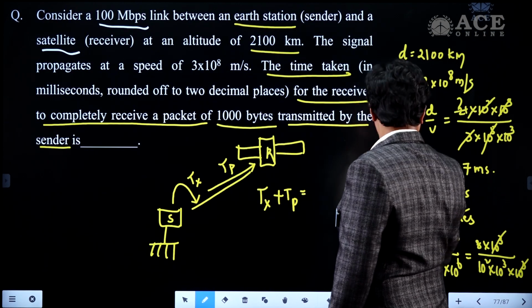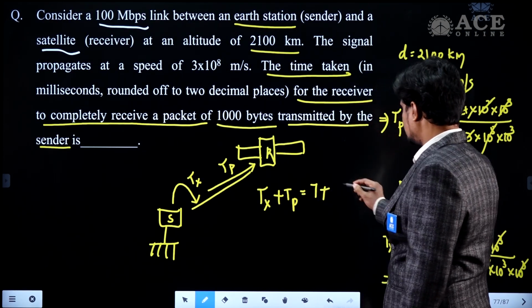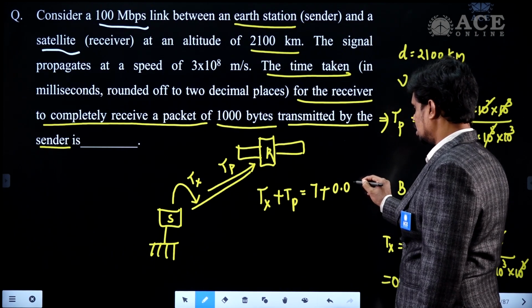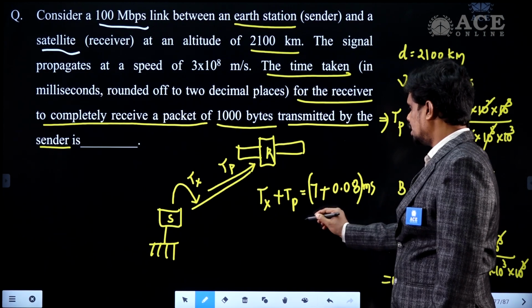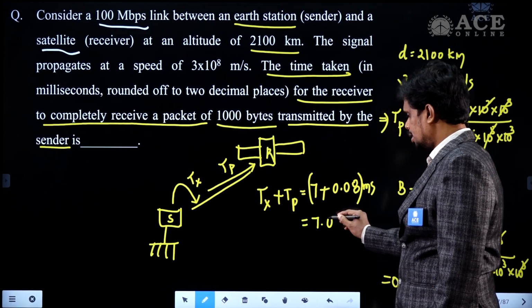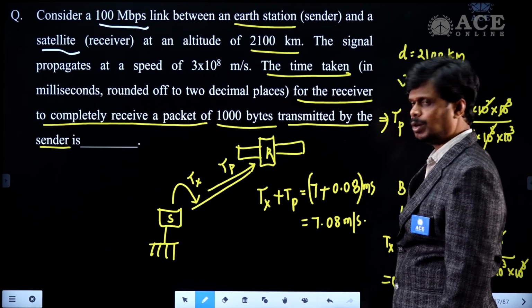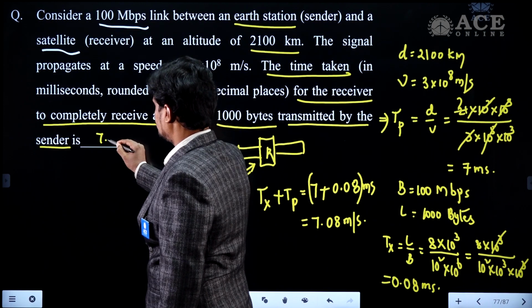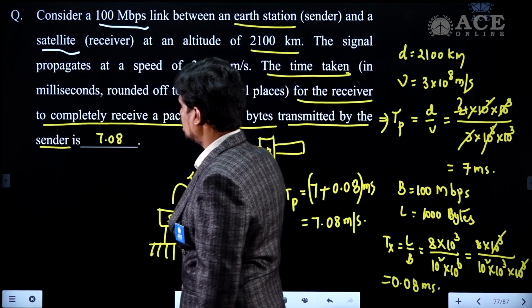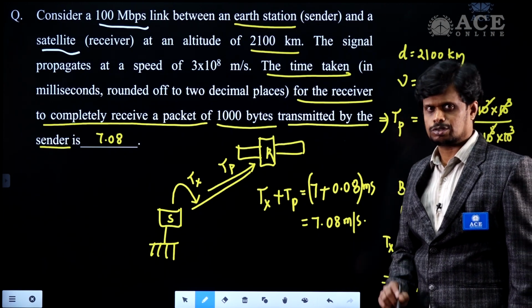What is the Tp value? 7 milliseconds. And what is the Tx value? 0.08 milliseconds. So in total it is going to be 7.08 milliseconds. So 7.08 milliseconds is the answer for this question. Okay. So I believe you are clear with the explanation of this question. Let's move to the next question.